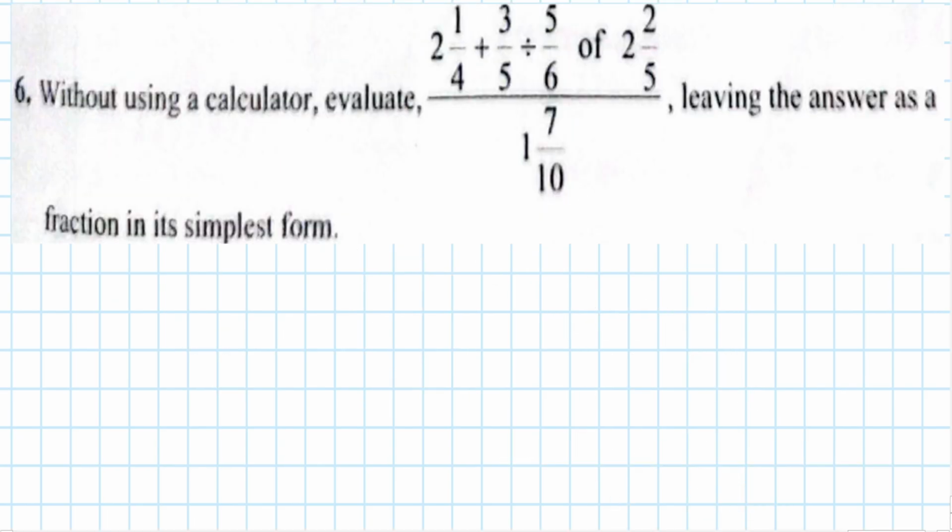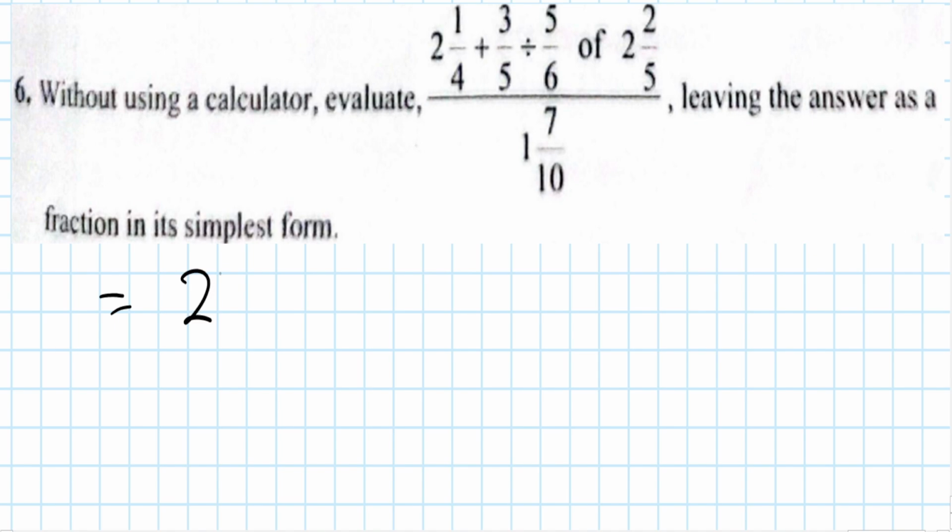Without using a calculator, evaluate 2 1 over 4 plus 3 over 5, divided by 5 over 6 of 2 over 5, leaving over 1 7 over 10, leaving the answer in its simplest form. Okay, but let's just do this as a whole thing, because the denominator has no other operations.